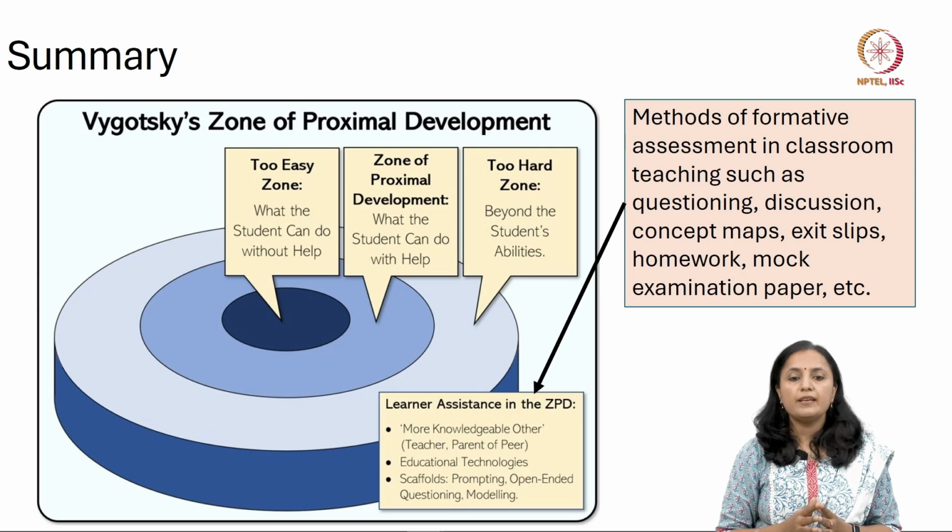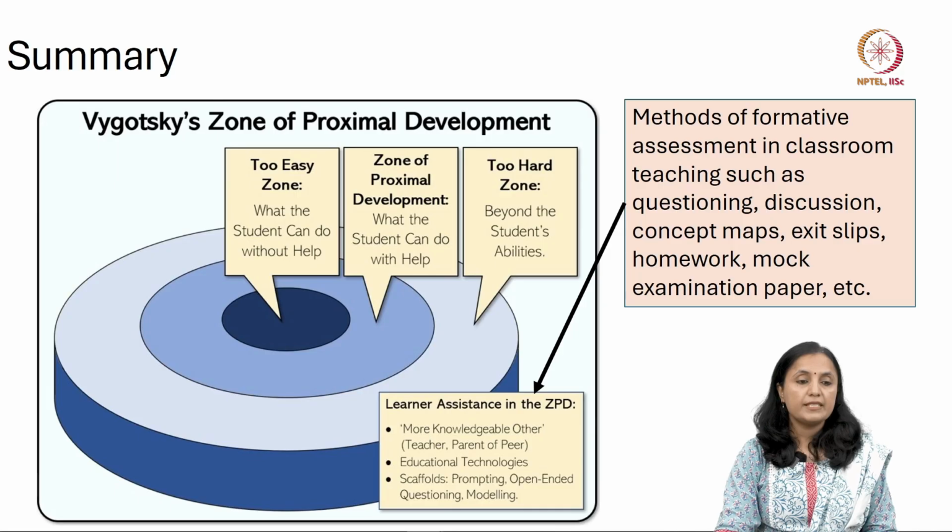So, Vygotsky was a Russian psychologist, and he believed that learning is a social process. According to him, every learner has three learning zones. First, which is the innermost circle, what a learner can do independently. The outermost circle depicts what a learner cannot do even with help.